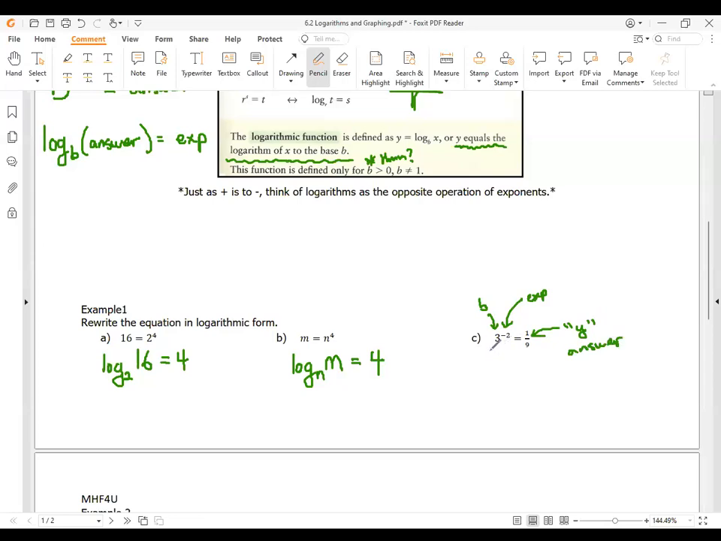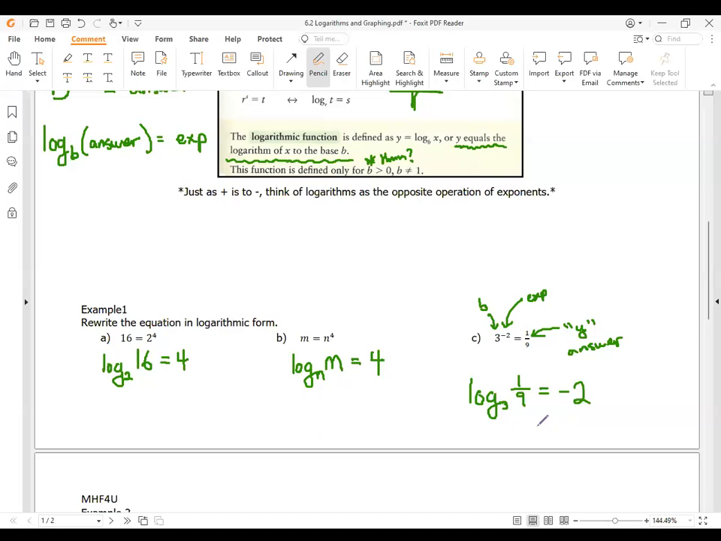So if 3 to the power of negative 2 is equal to 1 over 9, then log of 1 over 9 with base 3 means the exponent must have been negative 2. So we're just going in reverse. We have to get used to using logarithms. There's no, I'm going to say, there's no easy way around it.